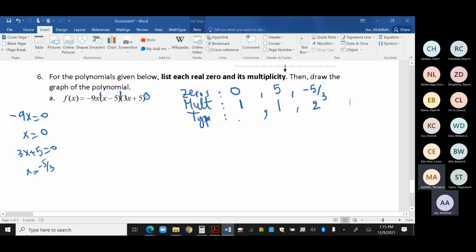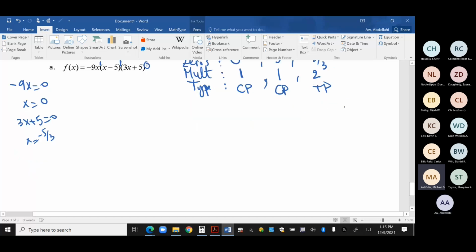Now the type: is it a cross point or a turning point? CP or TP? It is about the parity of the multiplicity. If it is odd, it is a cross point, right? It's not about the zero itself, it's the multiplicity. So this is a cross point because the exponent 1 is odd. This is also a cross point, and this is a turning point, right? Now I do my thing. So I have the 0, 0.